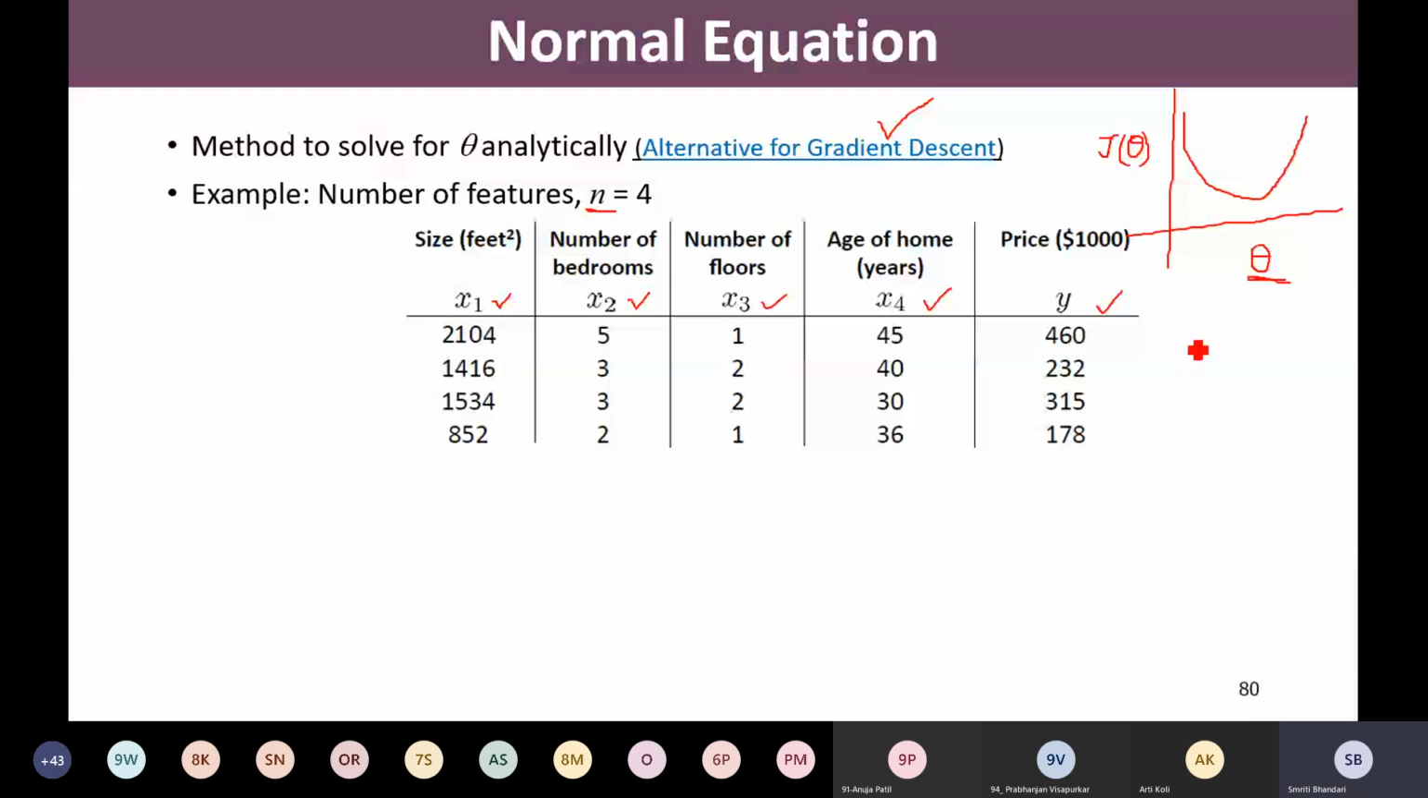Now, if you remember the general form of our hypothesis for regression, how we defined our hypothesis? We defined our hypothesis as h theta x is equal to theta transpose x. Do you remember this expression for hypothesis? This is the generalized expression of our hypothesis for regression.